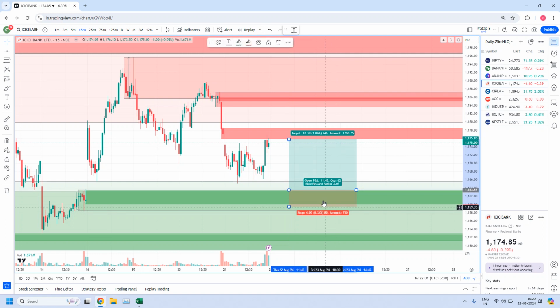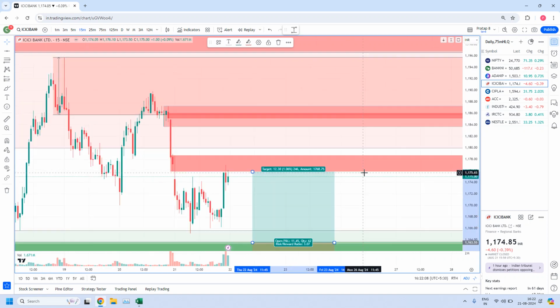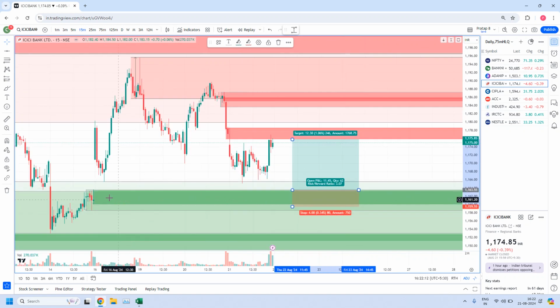Yeah, approximately here. That means within this fine-tuned area, almost exactly within this fine-tuned 5 minutes area, you have to take the trade. Then only you will be able to achieve 1:3 RR. Even by adding a 0.1% buffer you can't take the trade, because you are not achieving 1:3.